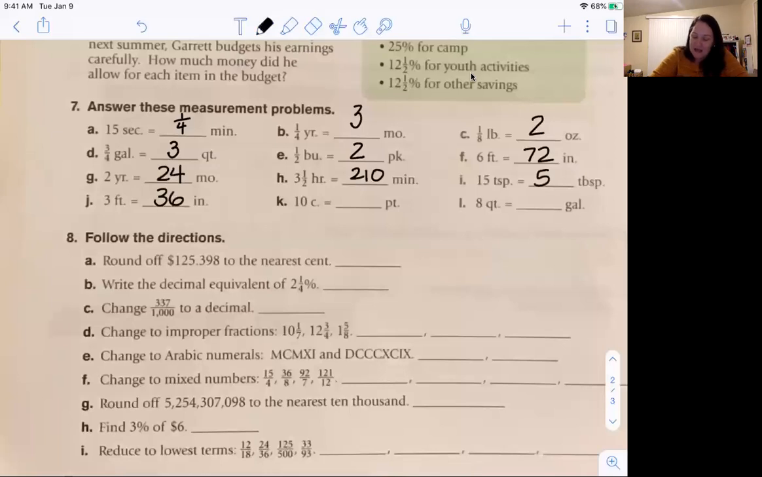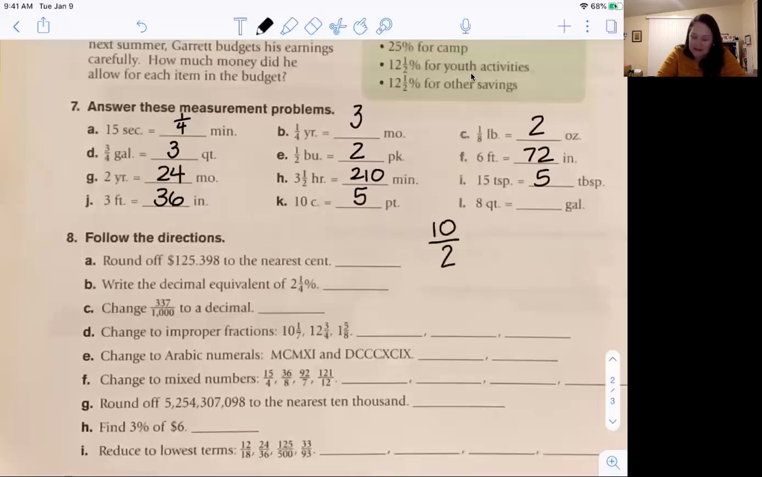Letter K, 10 cups is how many pints? Now we need to know how many cups are in a pint. How many cups are in a pint? Good, 2 cups are in a pint. So if I have 10 cups and I need to divide them into 2 cup segments, how many pints do I have? I have 5 pints.